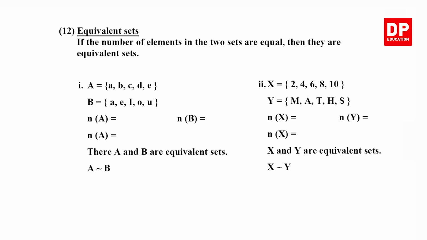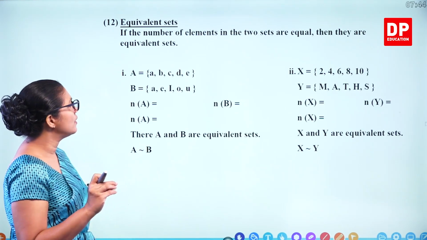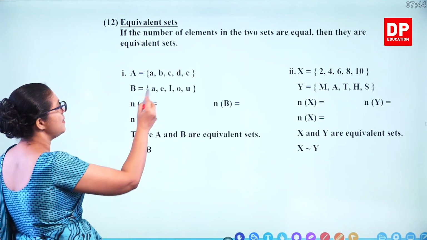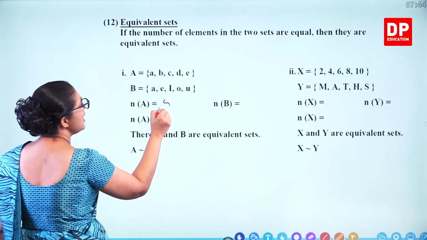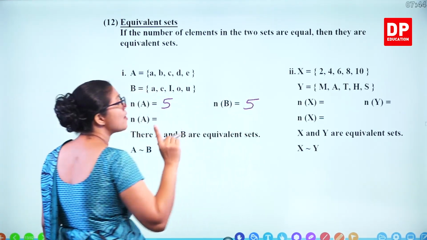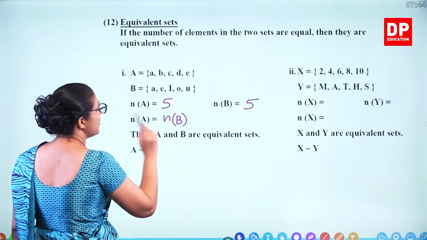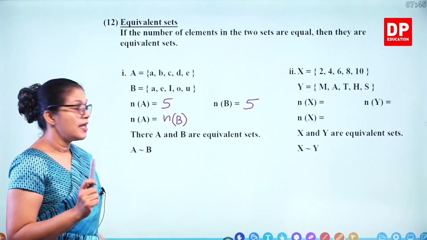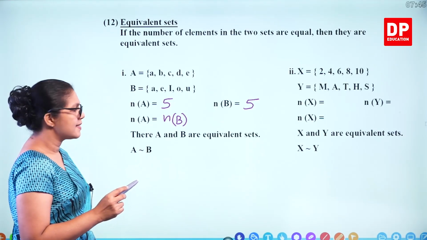Now equivalent sets. If the number of elements in the two sets are equal, then they are equivalent sets. So elements are not equal. Here number of elements are equal. Look at A, B, C, D, E, A, E, I, O, U. 1, 2, 3, 4, 5. NA equals 5. So what is NB? 1, 2, 3, 4, 5. Same number of elements. So you can say NA equals NB. Number is the same. So we write equivalent sets. So we use this symbol to show that's an equivalent set.